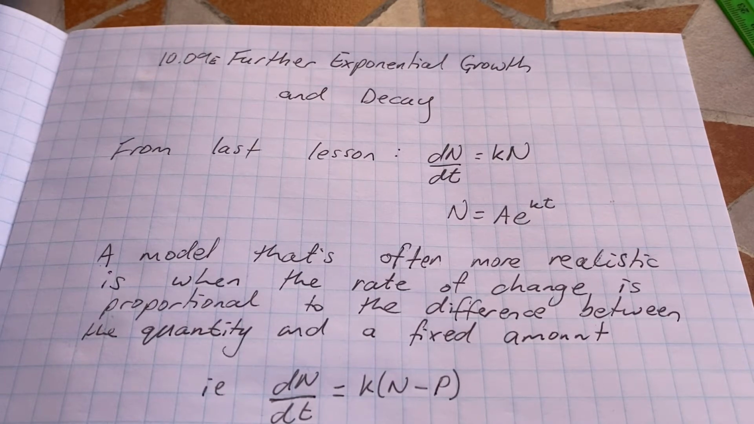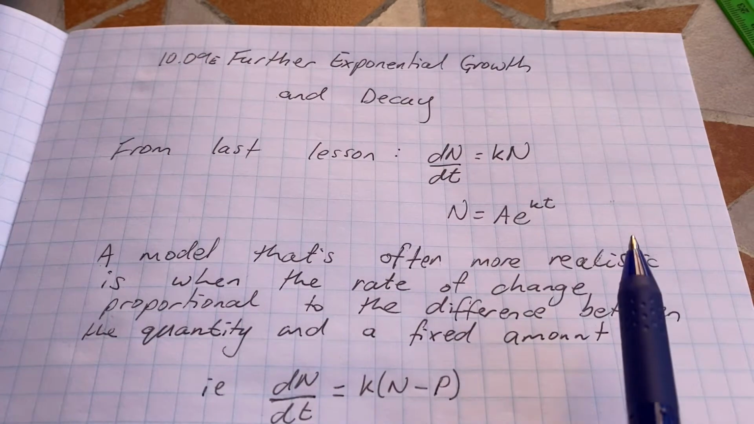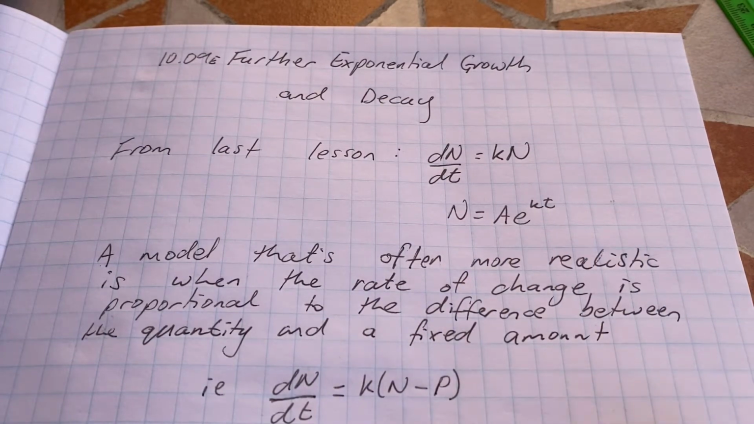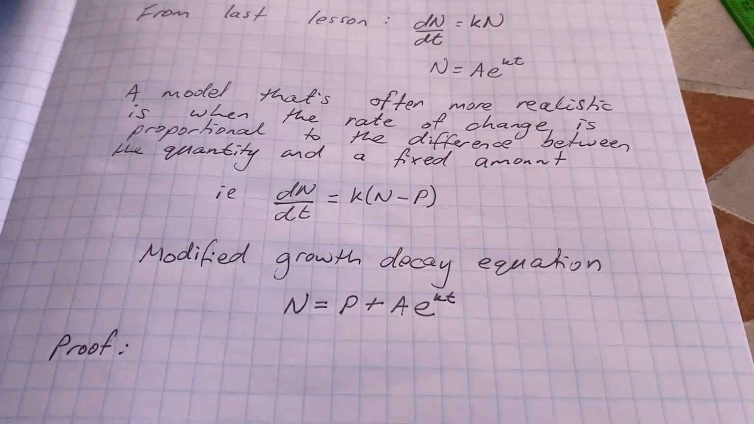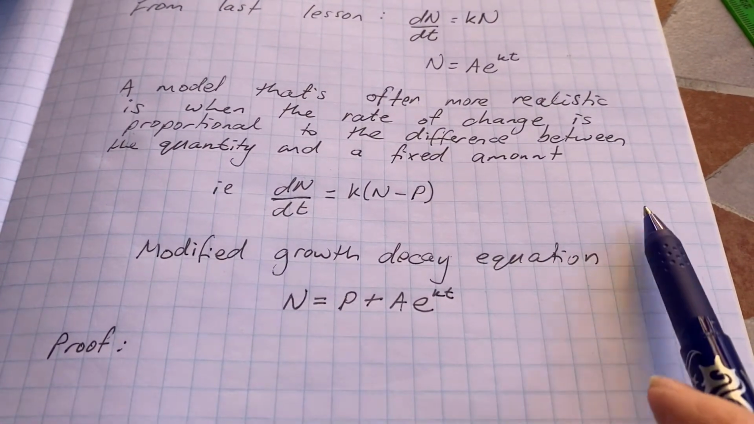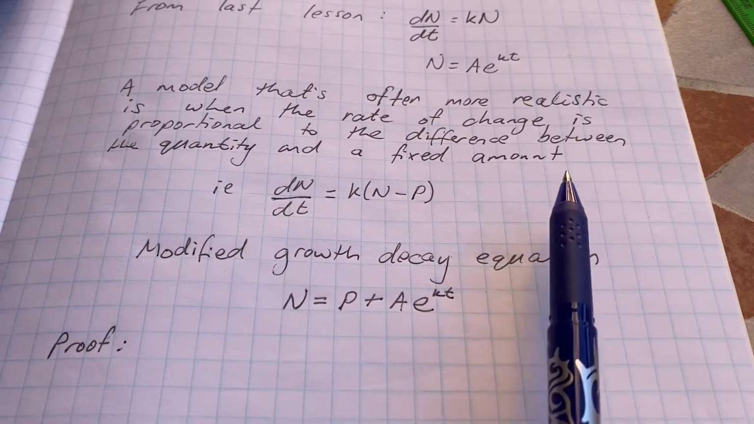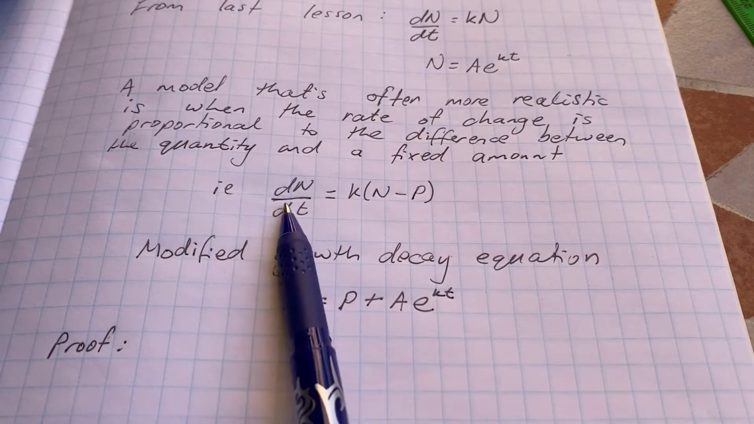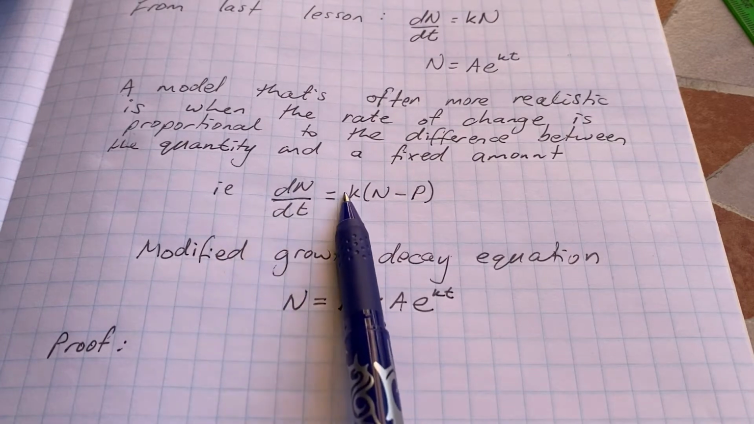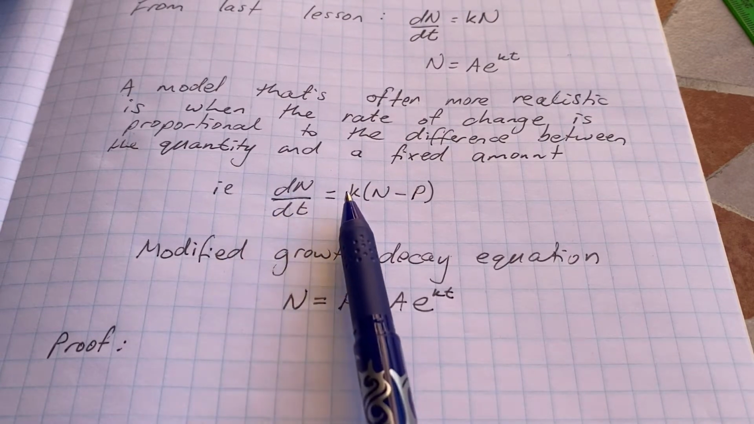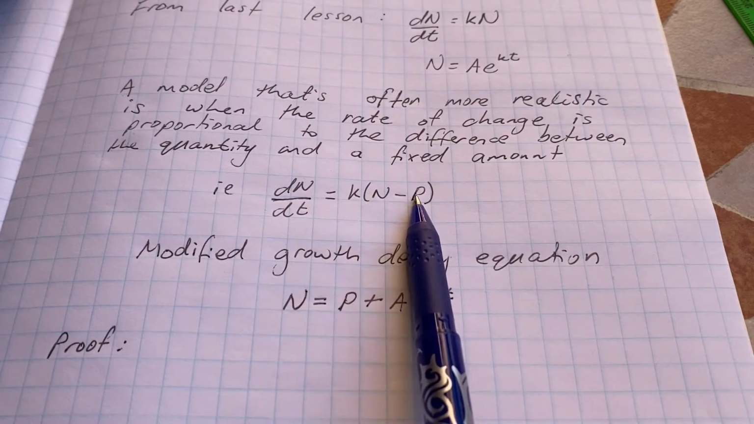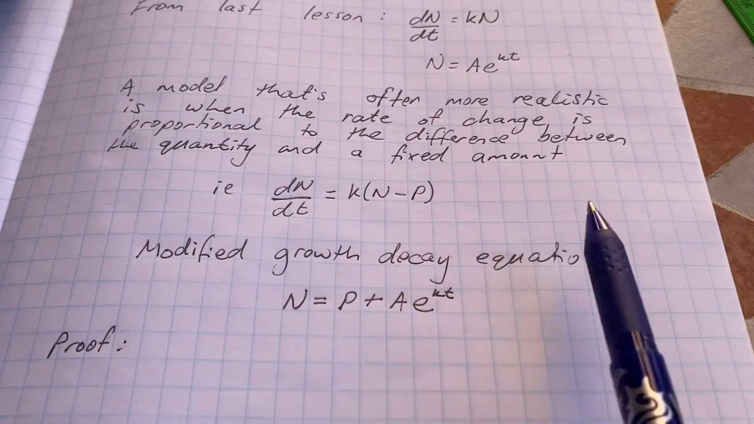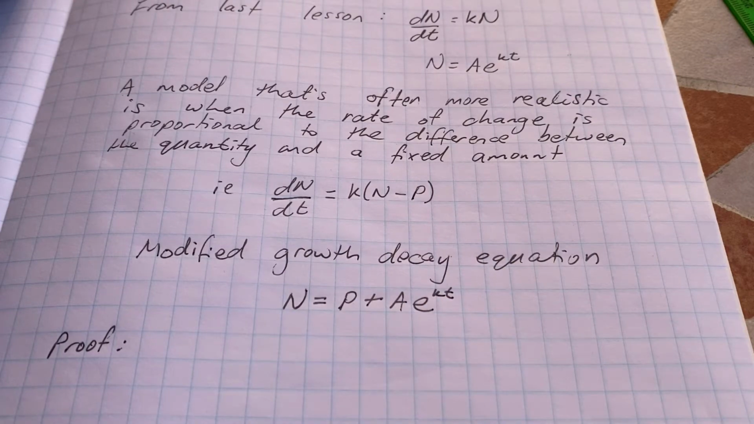But often in real life, this is not actually a correct model. So there is a modified one that we're going to be looking at today. This model that's often a little bit more realistic in certain situations is where the rate of change is proportional to, or a multiple of, the difference between the quantity and some fixed amount. A perfect example of this is Newton's law of cooling, and I would use that as an example.